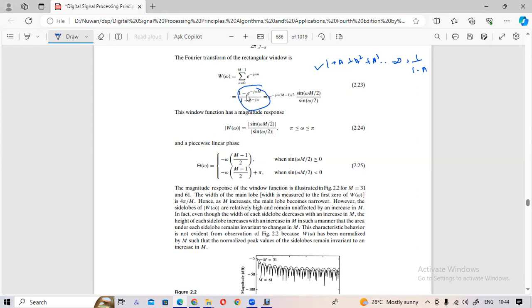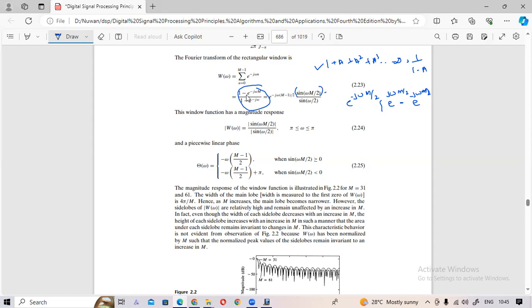Then you have to take out e to the power minus j omega M divided by 2. So here you will have e to the power j omega M by 2, because this is 1, then this multiplied by this will be 1 minus e to the power minus j omega M. So here M by 2. So e to the power j omega M by 2 minus e to the power minus j omega M by 2, that is sine omega M by 2. You can get this one.